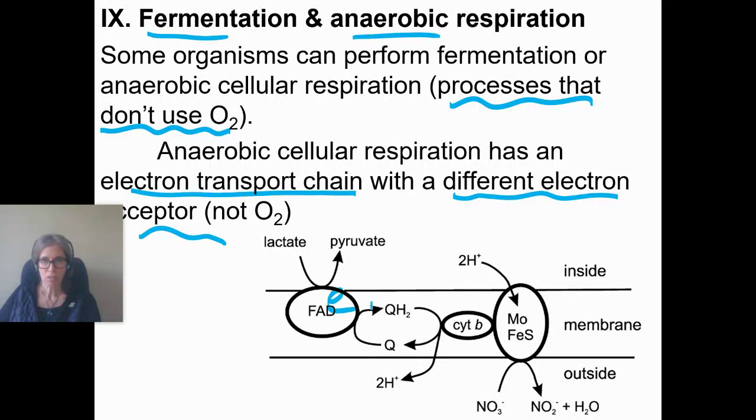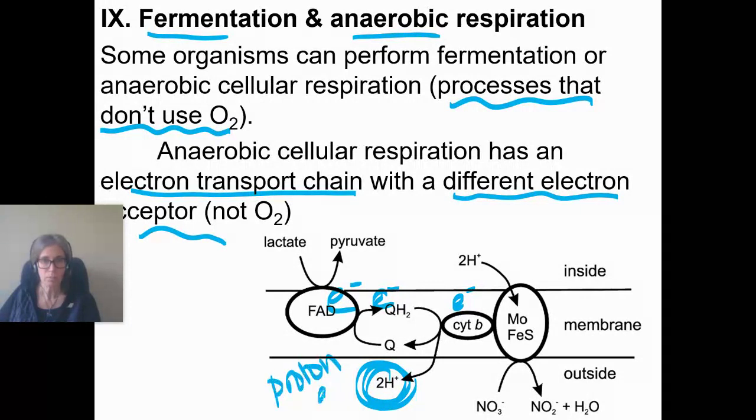So as the electrons move from carrier to carrier to carrier, they still are going to pump protons. They're going to use the energy from the electrons going to more and more electronegative molecules or atoms, and they're going to use that energy to make a proton gradient, just like we saw before. And that proton gradient is potential energy that can be used to make ATP synthase work, right? So it can be used to make ATP.